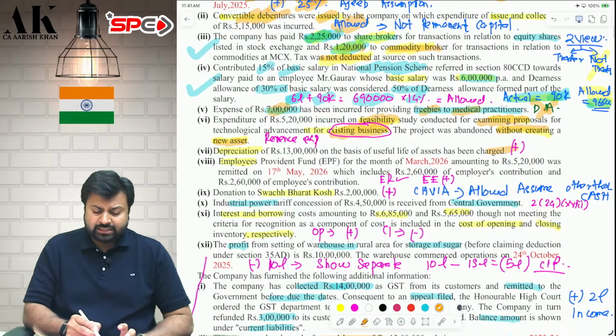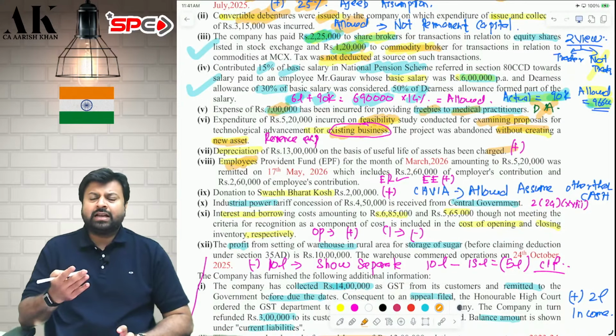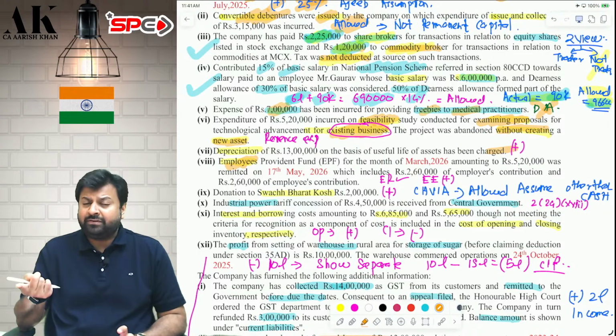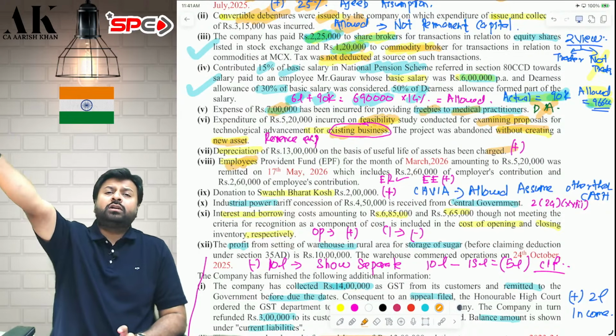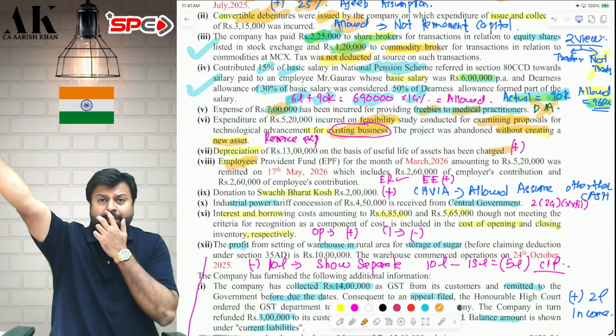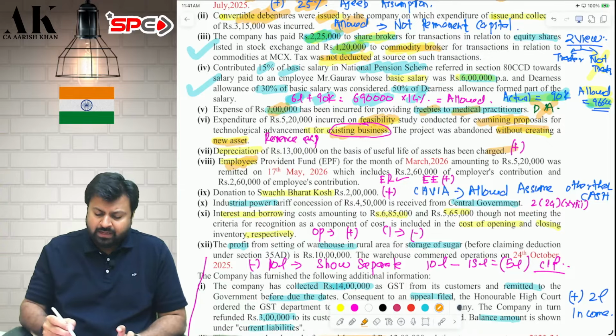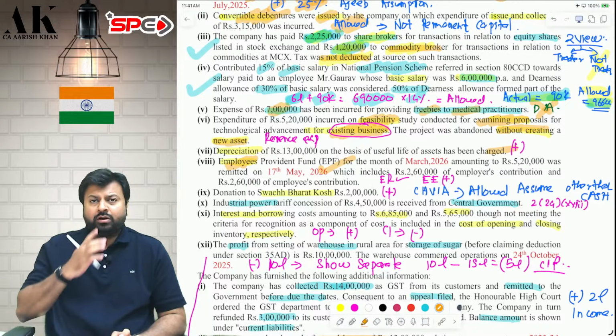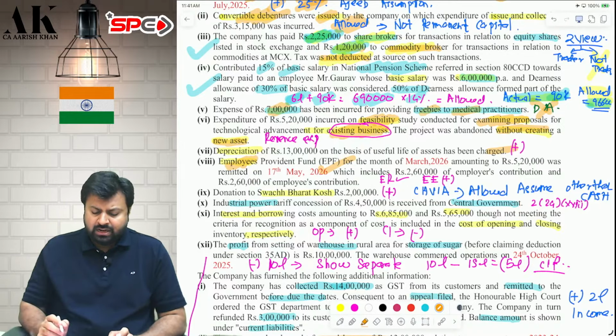Next, again a routine adjustment. Employees contribution will be disallowed because employees contribution has to be paid by 15th of the following month. Employer contribution will be allowed because employer contribution can be paid up to the due date of filing of return. Okay. So therefore, employee contribution disallowed. Employer contribution will be allowed to you.